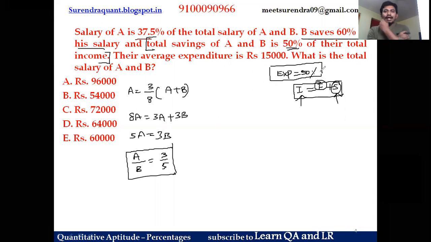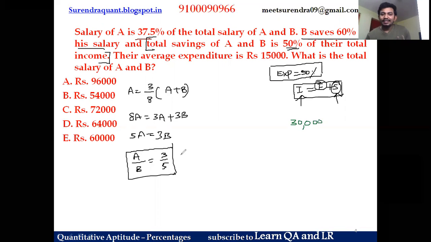Let us continue. The average expenditure is 15,000. So what is the sum of their expenditure then? 15,000 into 2, because there are two people, right? So the average expenditure is 15,000, and the sum of expenditures is 30,000.